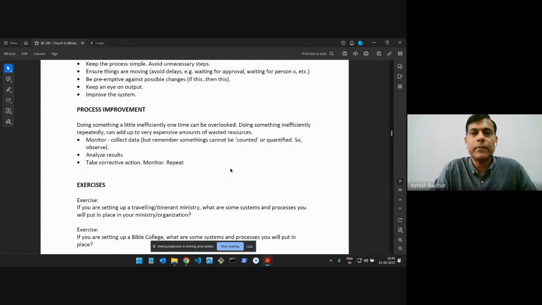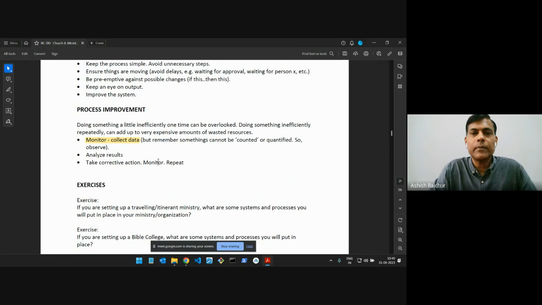I want to close with this: even once we put a system and process in place, we have to continually monitor. And the one important thing is to collect data, because we need to make our decisions based on actual data. If you don't have data, we may not be able to make right decisions. So we try to ask, how many books went out?